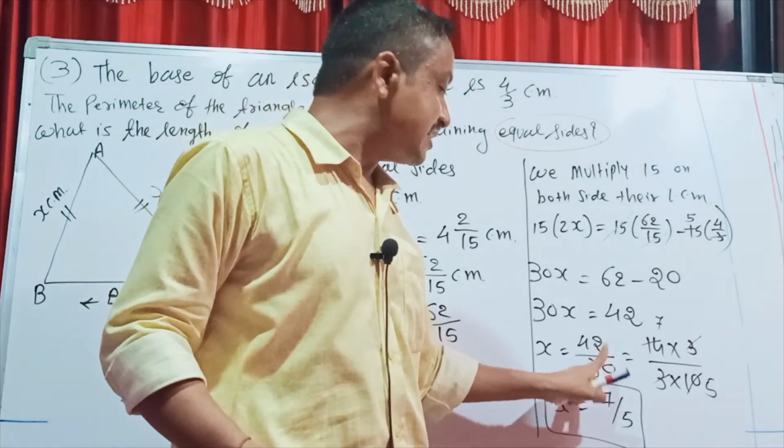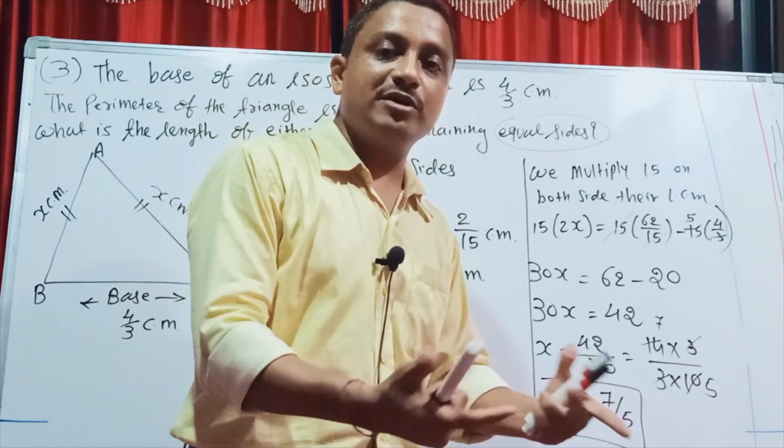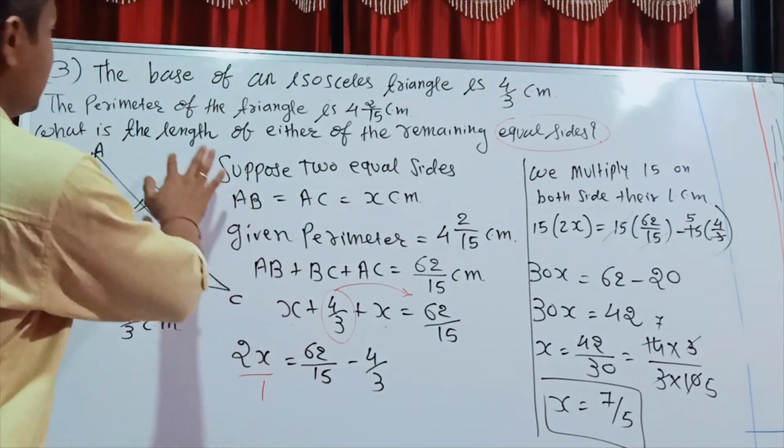Students, here the cancellation directly also exists: 7 6s and 5 6s. It is the same as the solution. Don't worry. Now read the question.